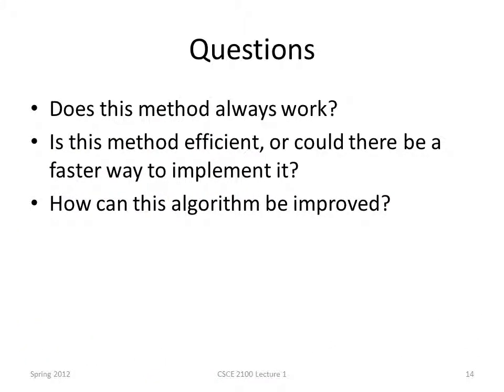So does this method always work? Yeah. Is it efficient, or could there be a faster way to implement it? Yeah, finding the next node to add to your independent sets to make it more maximal. There could be faster ways than just looking at the next node each time. How can this algorithm be improved? That actually is an open problem.